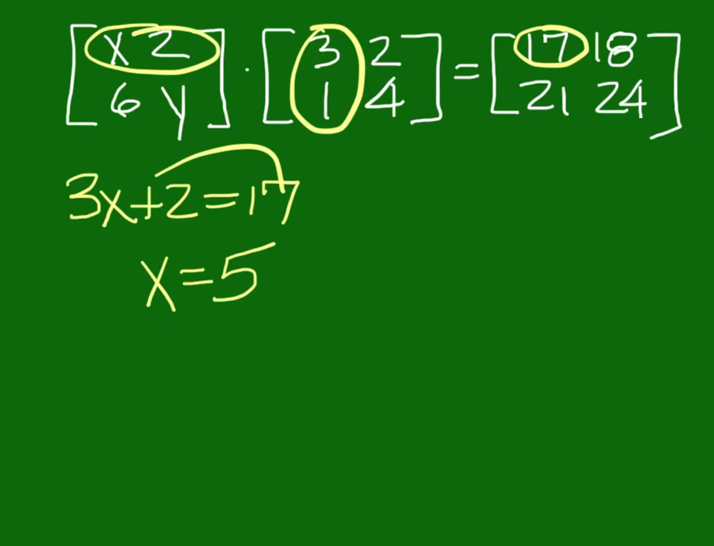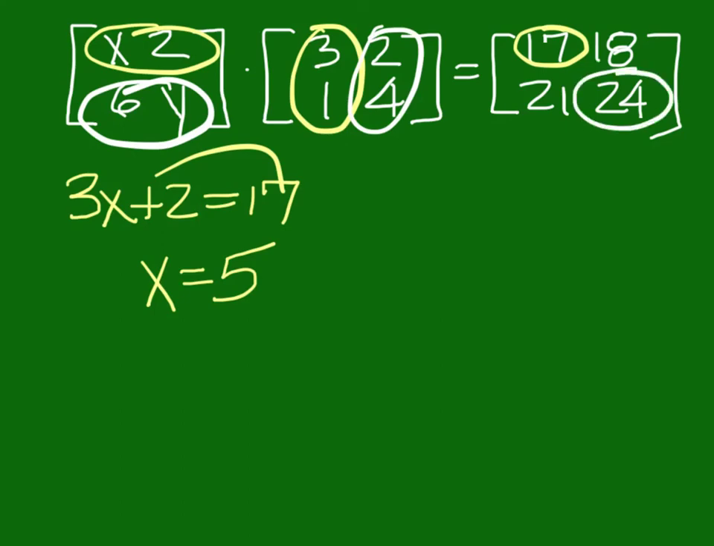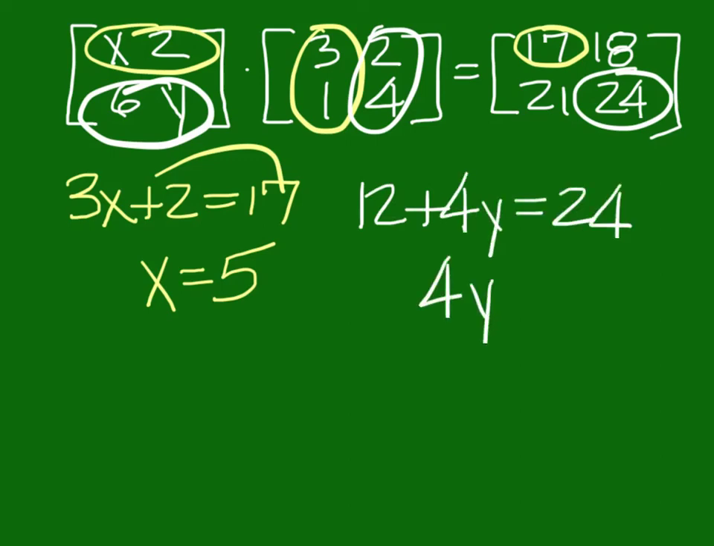And then for the other one, you'll use row 2, and I'll use column 2. So row 2, column 2 would be the 24. That's going to be 12 plus 4y equals 24. If I subtract 12 from 24, I get 12. Therefore, y is 3.